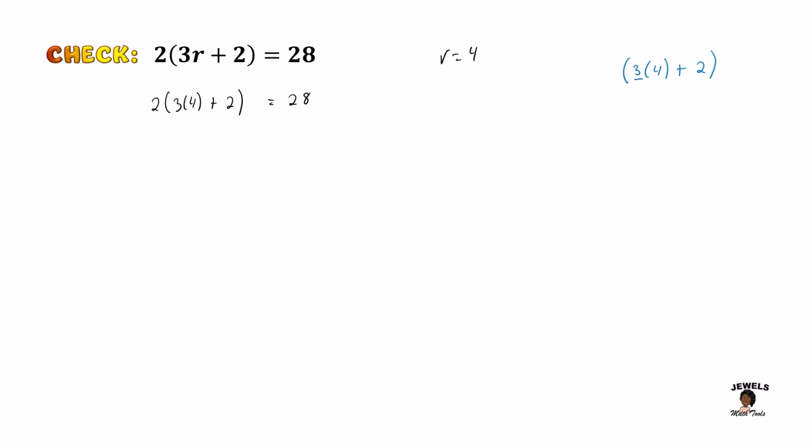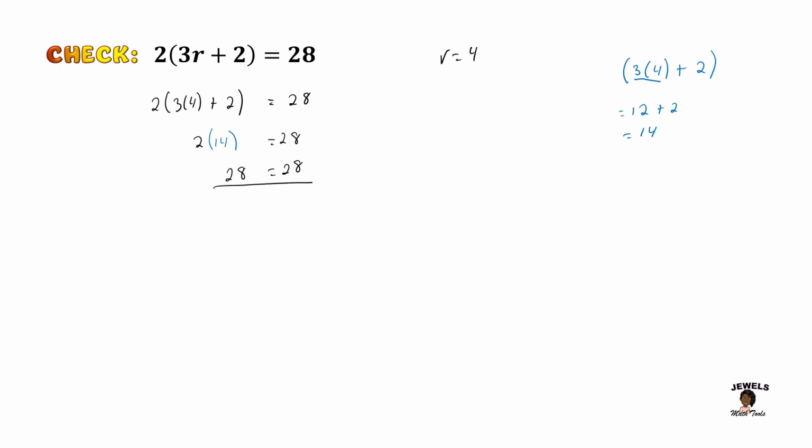So we're going to be multiplying 3 times 4, which is equal to 12. And when 12 is added to 2, this will equal 14. So now I'm going to replace that 14 back into my equation and continue solving everything else from there. This is equal to 28. So we have 2 times 14, which is 28, and 28 is equal to 28.